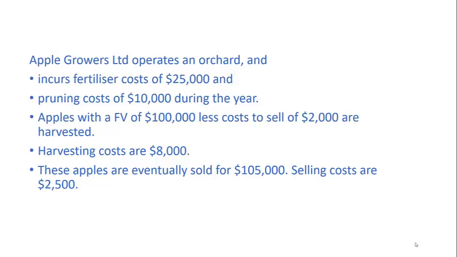orchard, and during the course of the year, the firm incurs fertilizer costs of $25,000, pruning costs of $10,000, and at the end of the season, the firm harvests apples which have a fair value of $100,000 and there are costs to sell of $2,000. Harvesting costs $8,000 and these apples are eventually sold for $105,000. Selling costs are $2,500. So let's just work clearly through the accounting processes here.